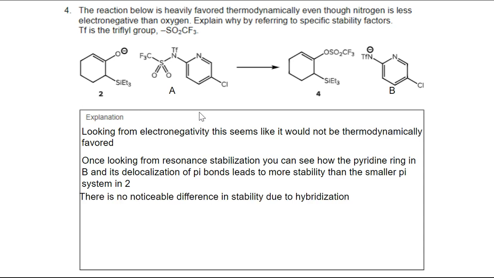If you're going down the factors for stability, there isn't much of a difference in the hybridization between these. You could look at the hybridization of the nitrogen in A versus B, but that's a pretty small effect of sp versus sp2. Generally, it doesn't have as much of an effect on the stability of the forward direction versus the back direction as the other factors that we're talking about.